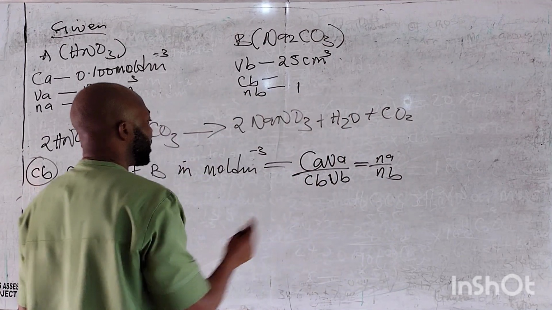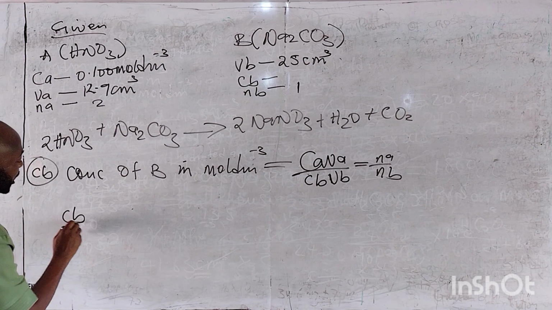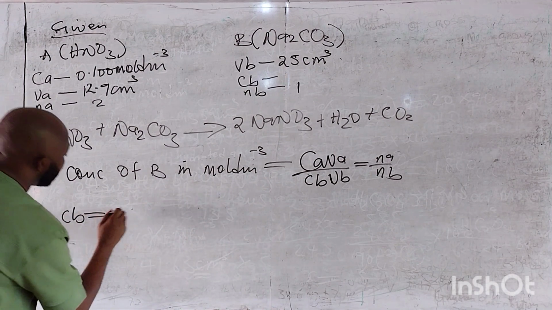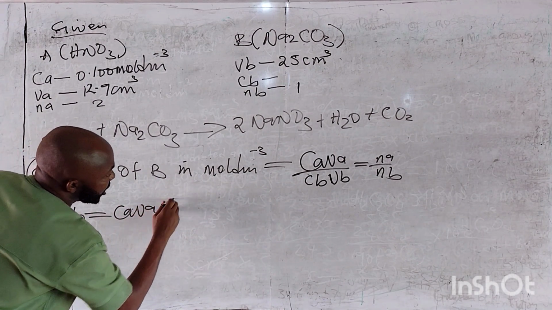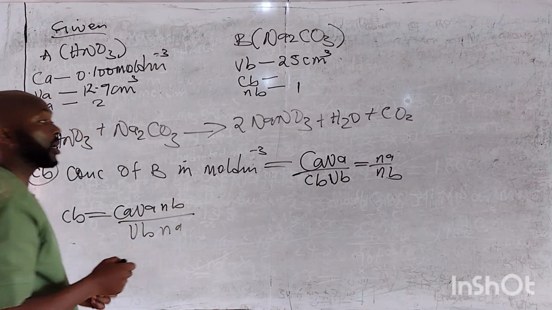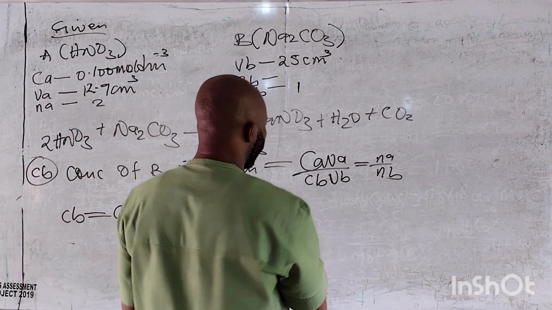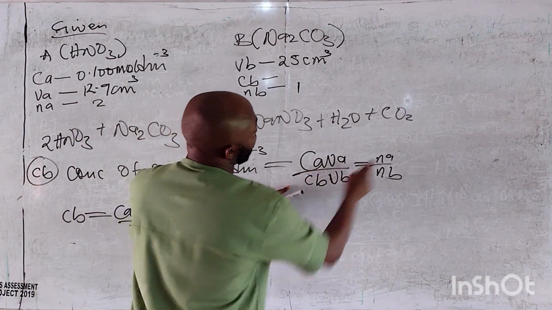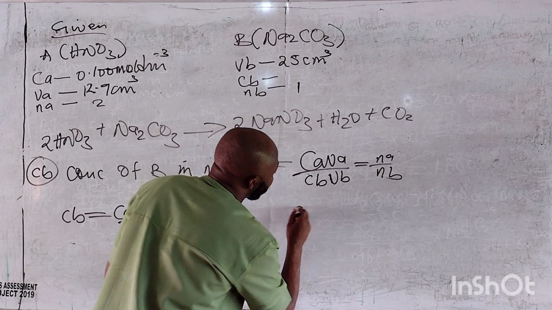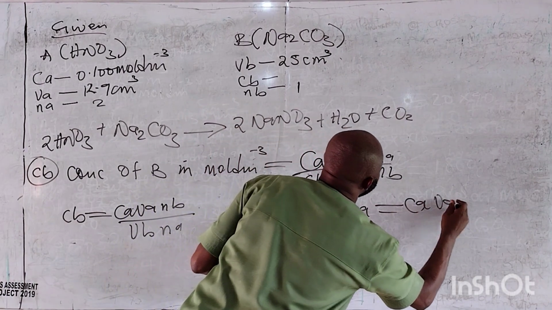So if this is the case, let me move down this way. I'm looking for my CB. So CB will be equal to CAVANB over VBNA. Change of subject. You should know that by now. If I want to cross multiply, for example, I'm looking for CB. So I will have CBVBNA is equal to CAVANB.